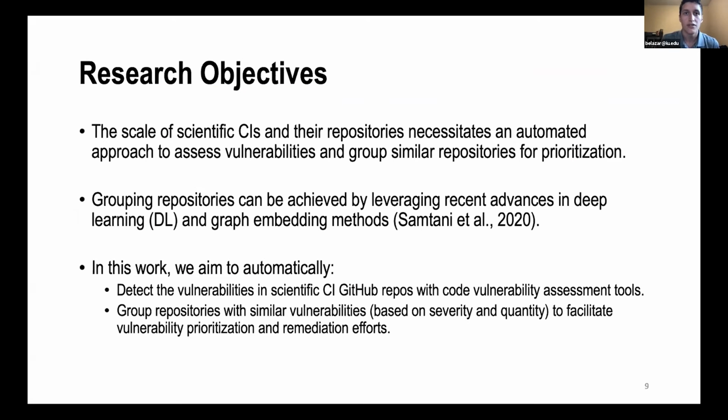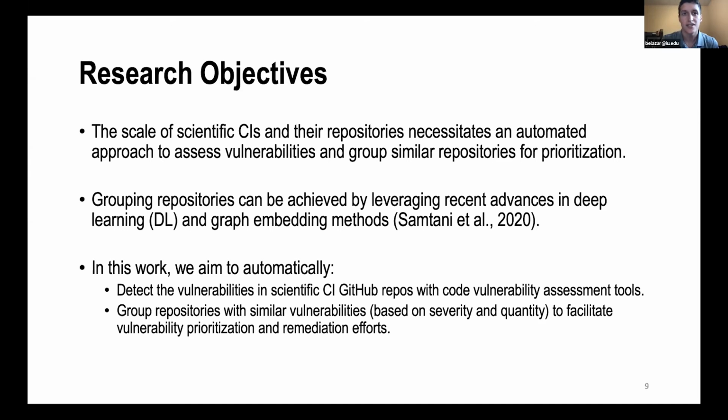From our review of critical CI assets, the available vulnerability assessment tools at our disposal, and existing social coding repository literature, we can see that the current level of scientific CI's use of social coding platforms, in both the number of repositories and the level of development activity across them, is at a scale and a scope that necessitates the development of an automated approach to efficiently group together repositories that have similar vulnerabilities such that they can be prioritized for remediation.